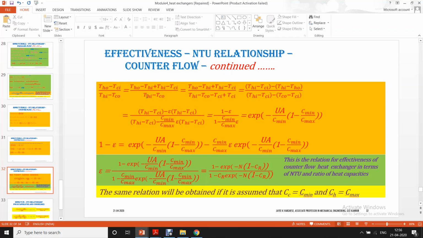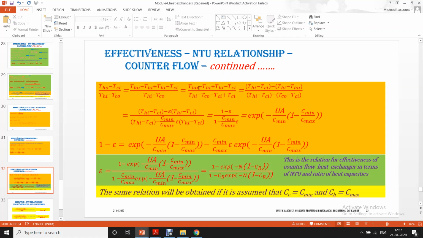And for the denominator also, we will make a change. THI minus TCO. What we do is, we subtract and add TCI here, so that the denominator will also become some meaningful combination of temperature differences. So THI minus TCO minus TCI plus TCI. We subtract and add TCI terms here in the denominator. So let's see what the numerator and denominator terms can be.